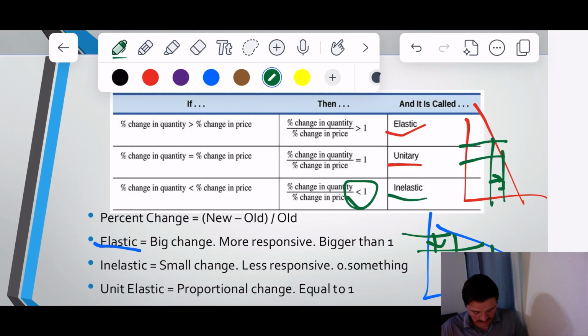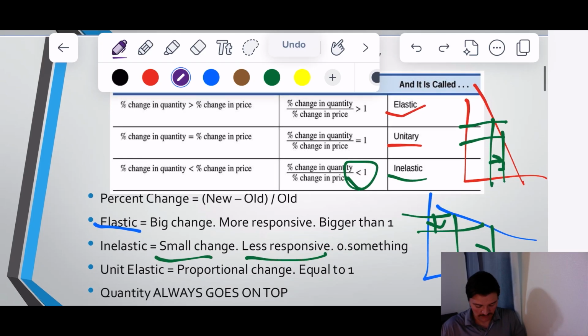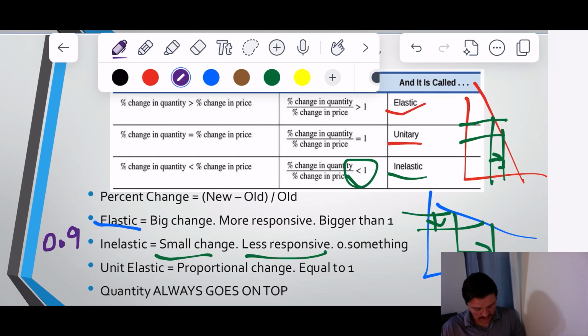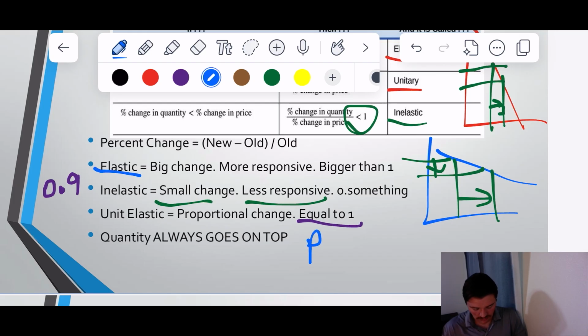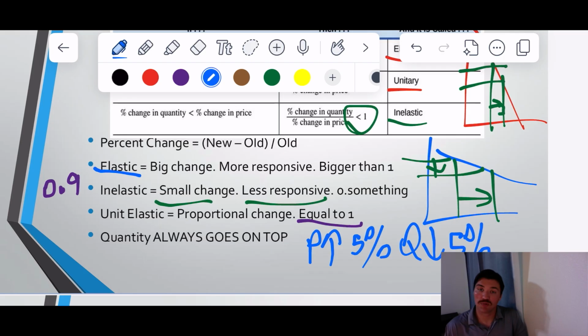So we're looking at something that is less than 1 if it's inelastic. Very small change, small responsiveness. For this number, we're looking for something that is 0 point something. If we get a calculation and it's 0.9, that's going to be inelastic. If it's unit elastic, it means it's a proportional change, so it's going to be equal to 1. If you increase prices by 5%, the quantity changes by 5%. You have an equal proportional change. That is something that is unit elastic.